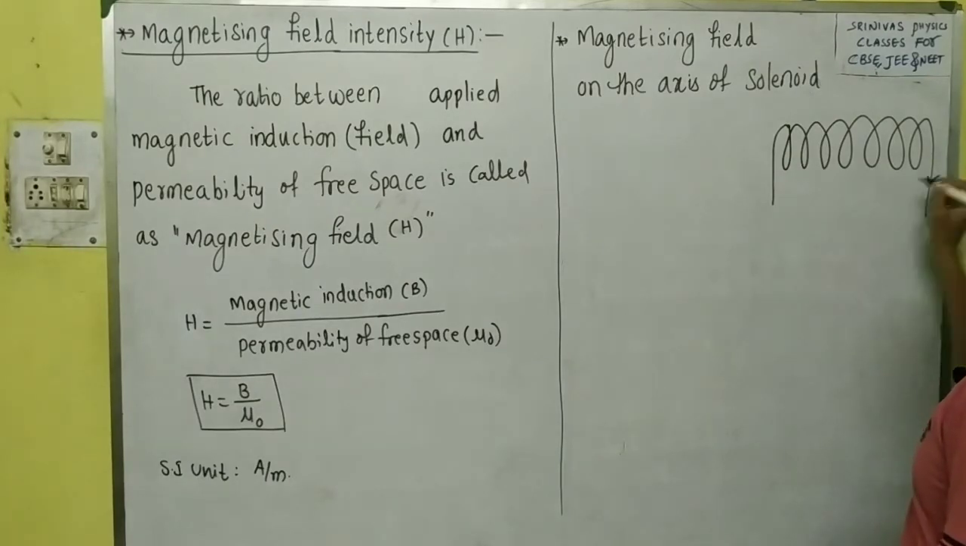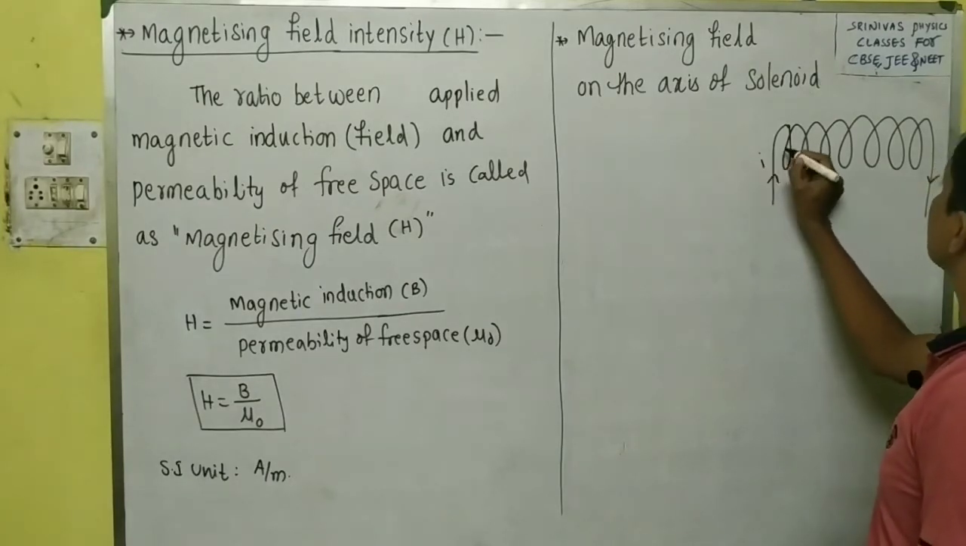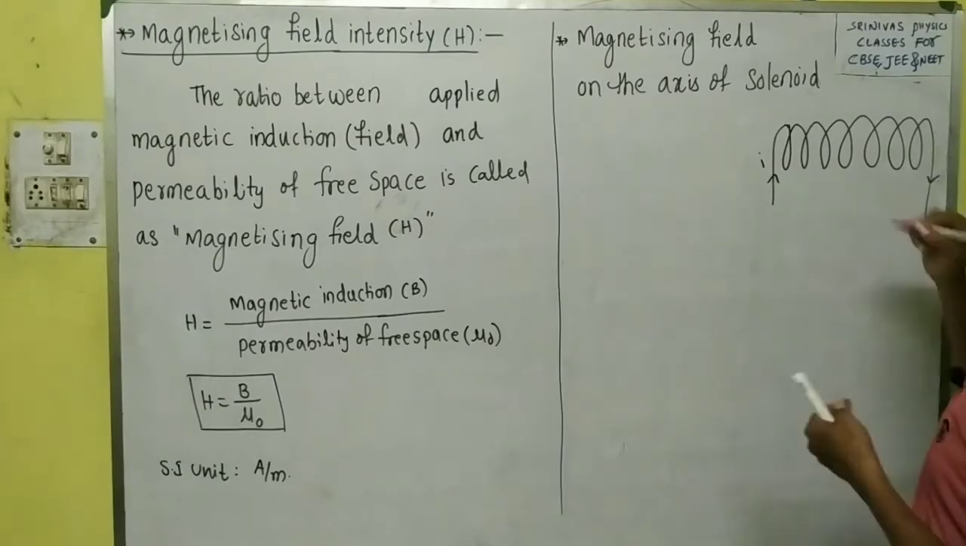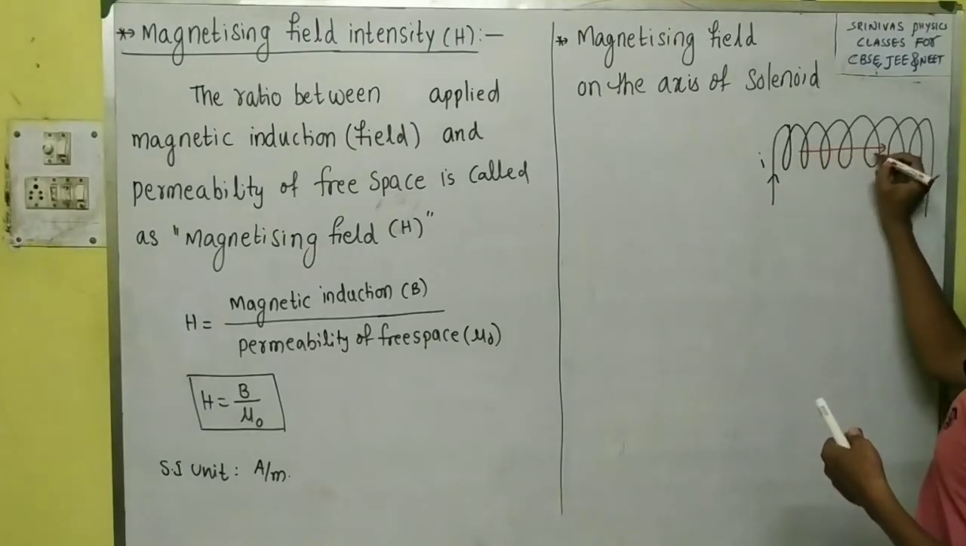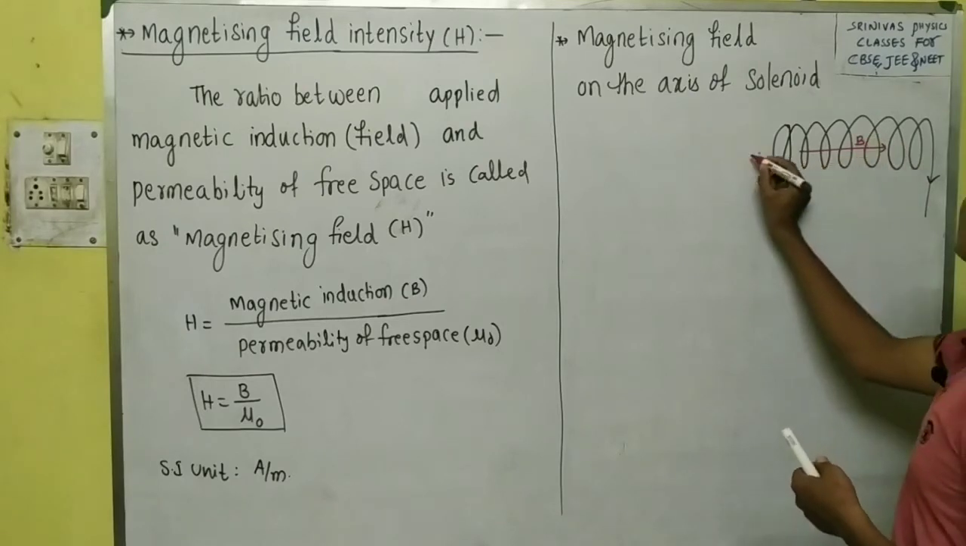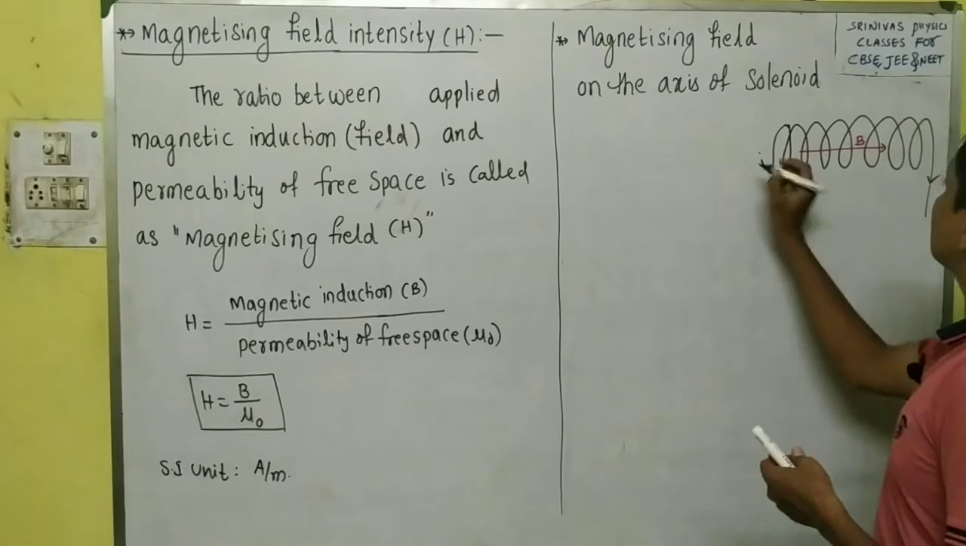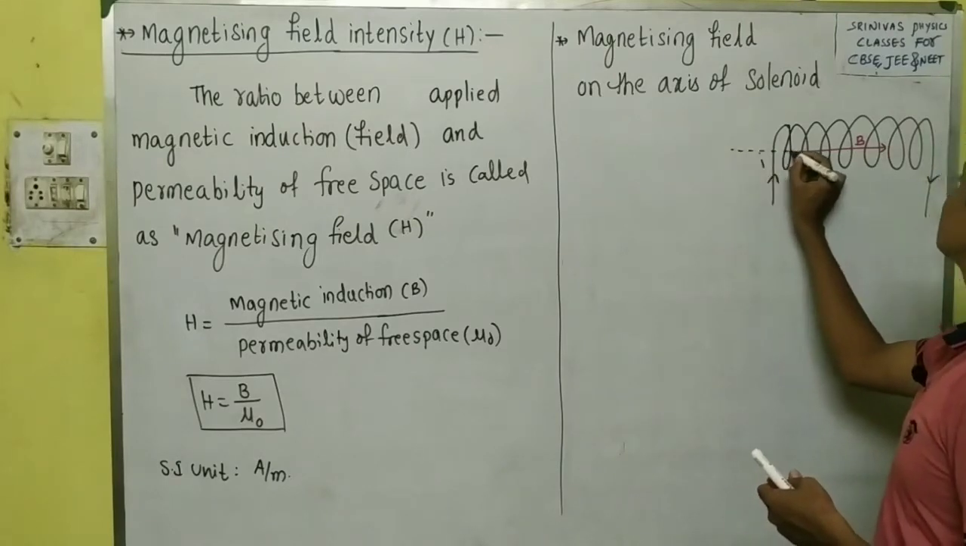This is a solenoid. Some current passes through it. On the axis of the solenoid, how much magnetic field will be there? This is the axis. On this axis, how much magnetic induction will be there? That magnetic induction I want. Let us see.